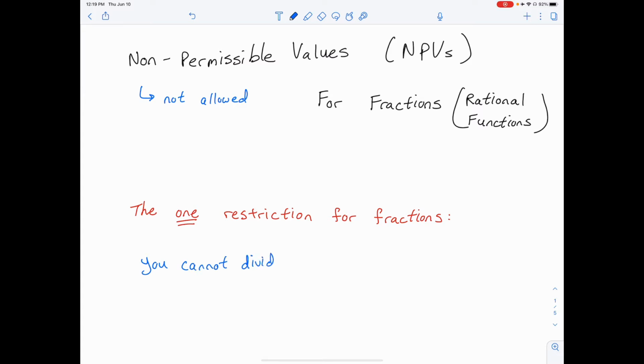So the one restriction for a fraction is you cannot divide by 0. That is the one restriction we're going to be using in order to find out what the NPVs are going to be. So again, if we cannot divide by 0, then that means that our NPVs must come from the denominator only.